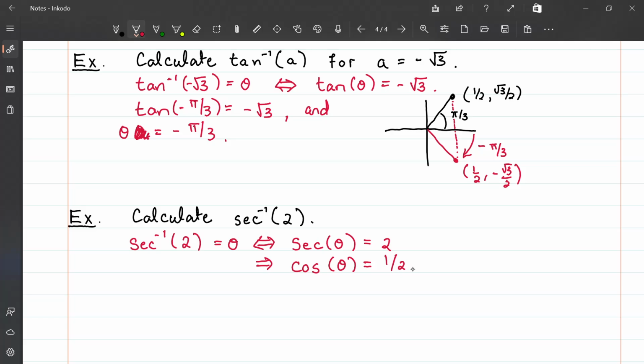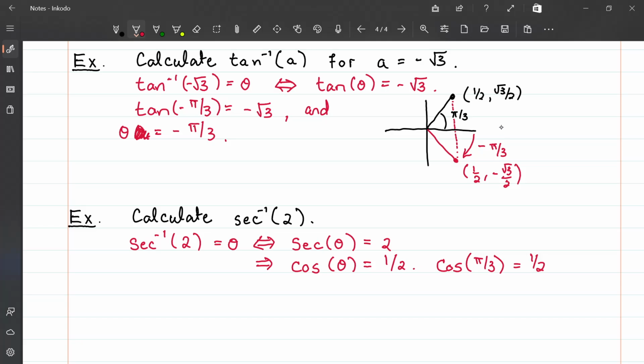Reaching through my memory here, I recall that cosine of pi over 3 is equal to 1/2. I am that good. I think it should be recorded on video.